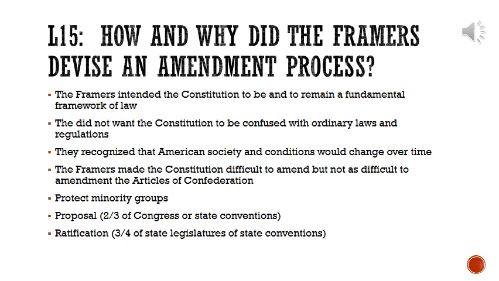They did recognize that American society and conditions would change over time, and the framers made the Constitution difficult to amend, but not as difficult as amending the Articles of Confederation. To amend the Articles of Confederation, you had to have all 13 states unanimously wanting to change the Articles. With our Constitution, its goal is to protect minority groups. If you want to change the Constitution, it's only been done 27 times in our history of 231 years.